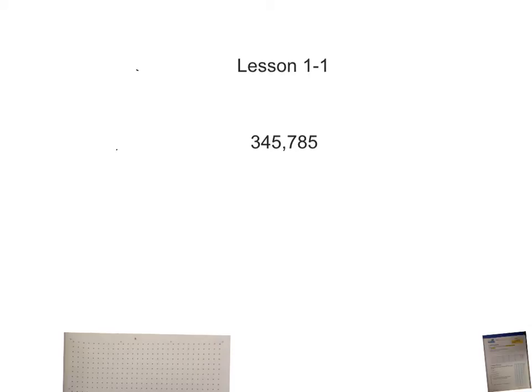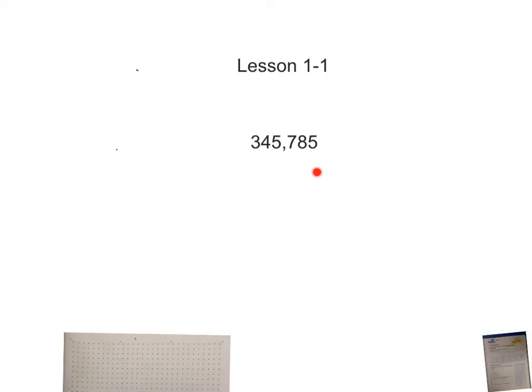Alright, boys and girls, today's lesson is lesson 1-1. And today, we get to learn about place value to thousands. So I'm going to start with a number here, 345,785. And if we're learning about place value to the thousand, it should be somewhat familiar to us from what we learned last year.